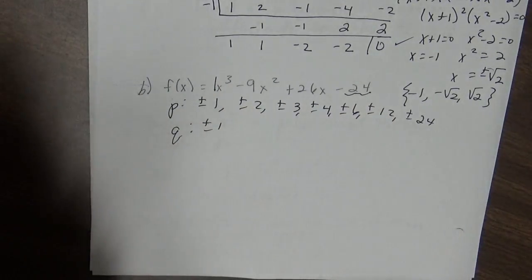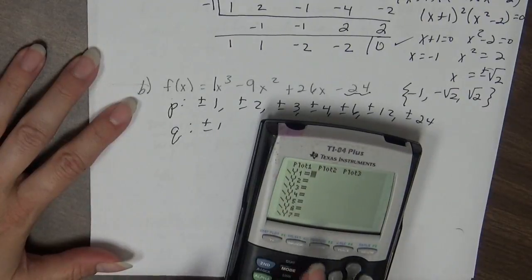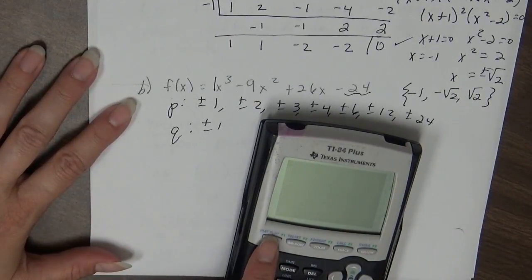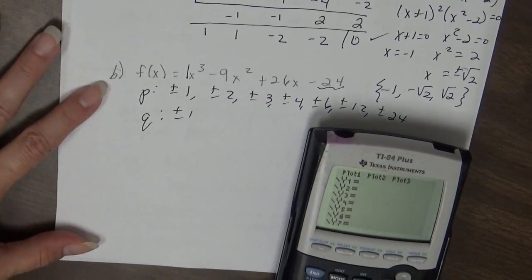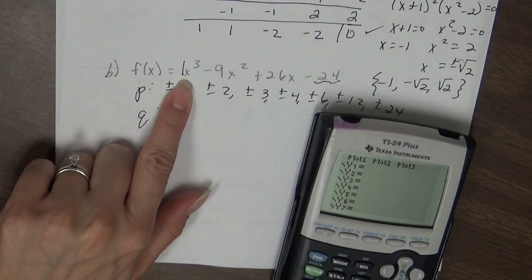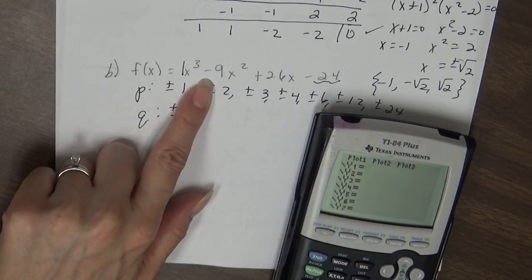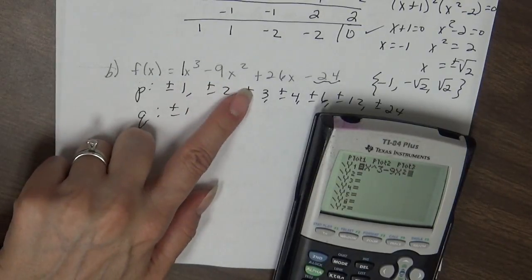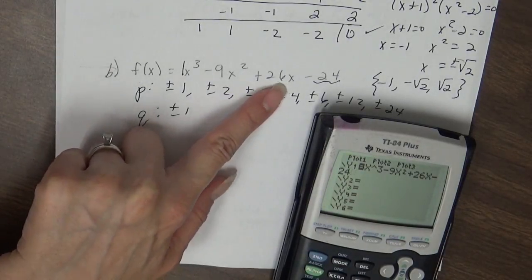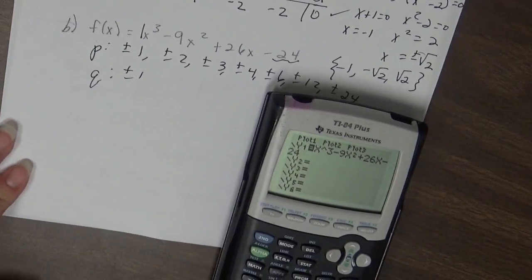So in my calculator, I'm going to go to the y equals button here. I'm going to type in the polynomial that we were given, x to the third minus 9x squared plus 26x minus 24. Okay, you could look at the graph, but you could also go to the table of values.